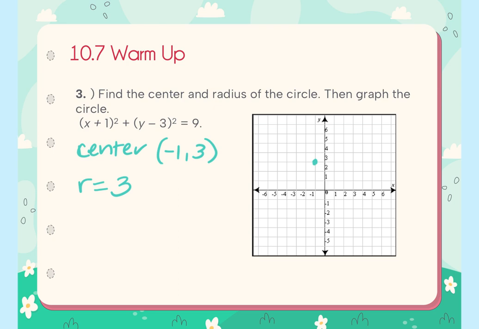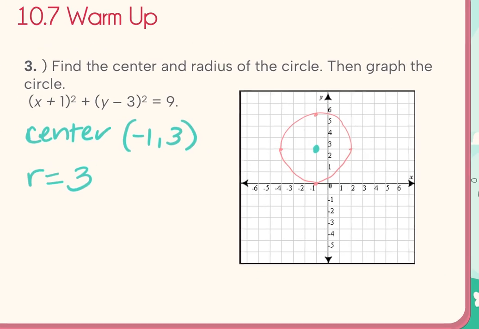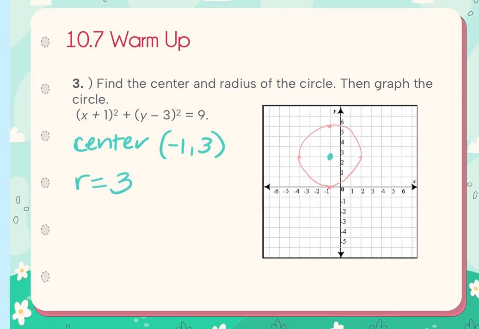So when I want to graph it, I would start at negative 1, 3, and then I'd go up 1, 2, 3, to the right 1, 2, 3, down 1, 2, 3, and left 1, 2, 3. And then connect them as best you can. Obviously, if you've been using the circle feature on Notability, they'll look better than that, but on the test they won't.